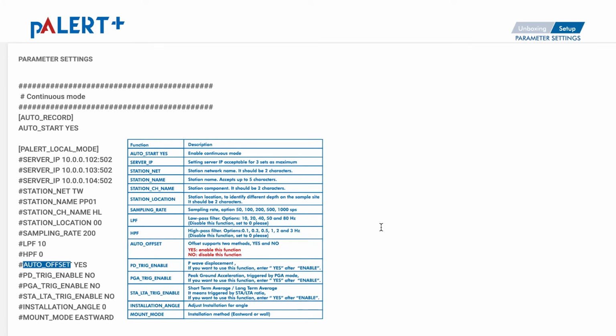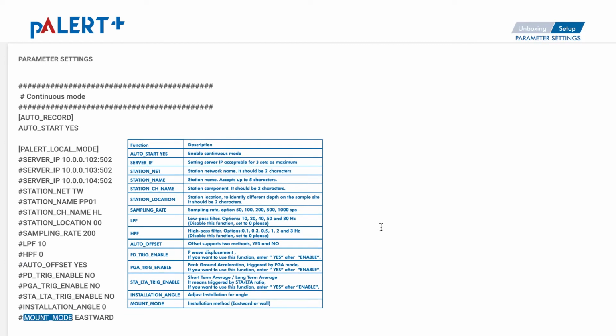Auto offset. The default of this mode is yes. Change to no if you would like to disable this function. Installation angle. Adjust the installation angle. Mount mode is the installation method. We support eastward, which is the ground or wall.